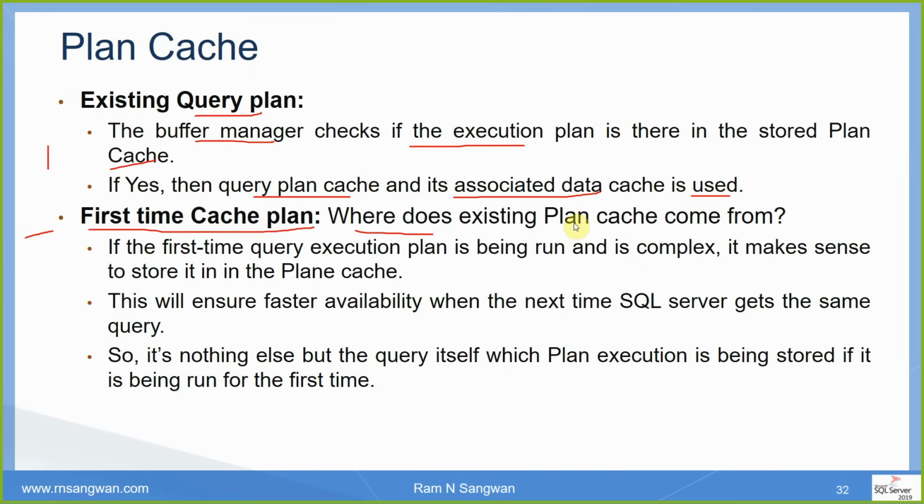Where does the existing plan cache come from? If the first-time query execution plan is run and it is complex, it makes sense to store it in the plan cache. This will ensure faster availability the next time SQL Server gets the same query. So it's nothing else but the query itself, whose execution plan is stored if it is being run for the first time.